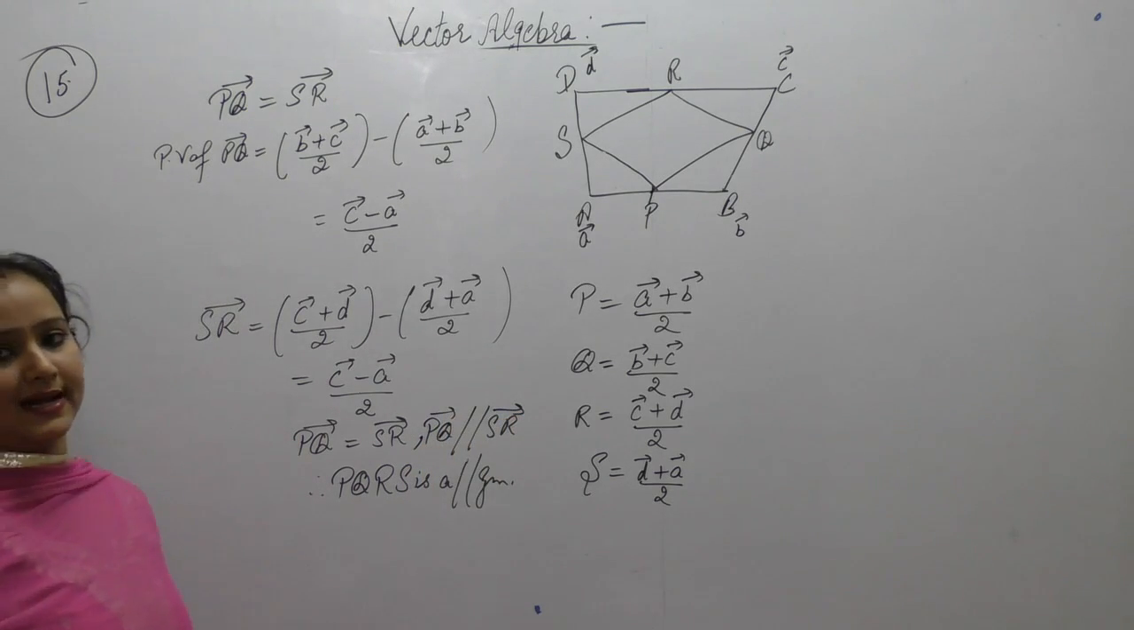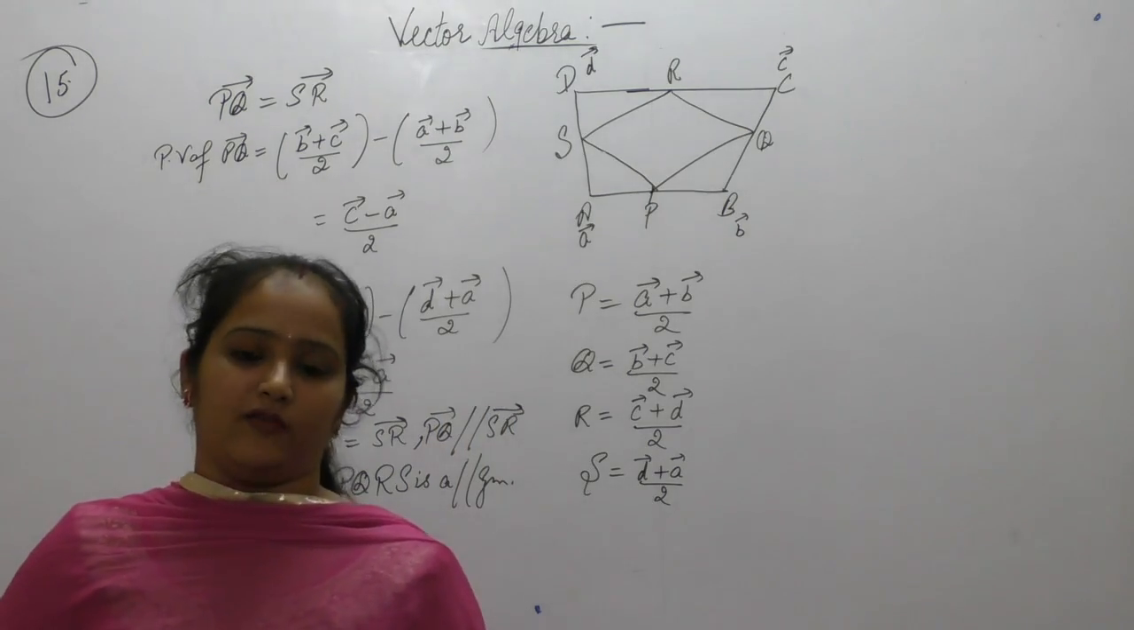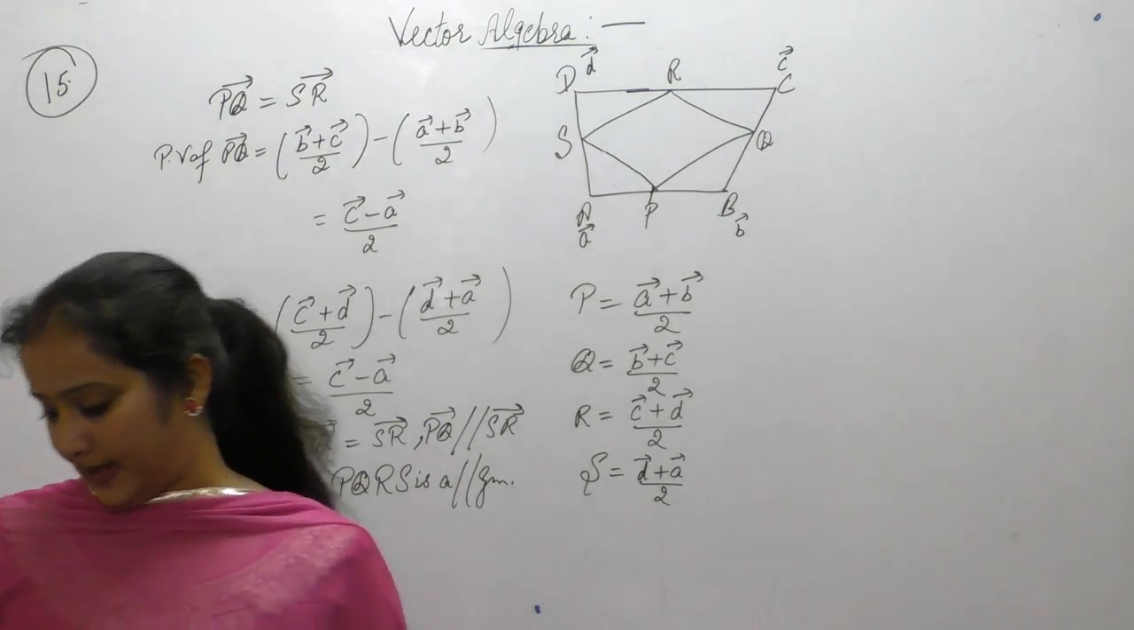If opposite sides are equal and parallel in a quadrilateral, then it is a parallelogram.